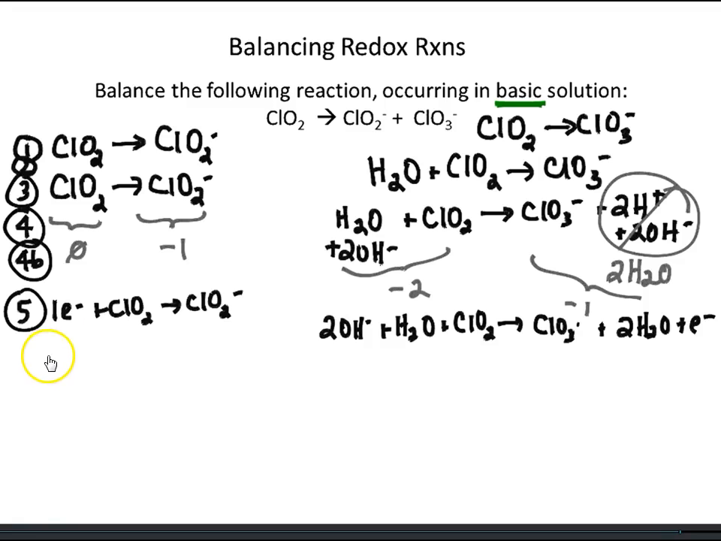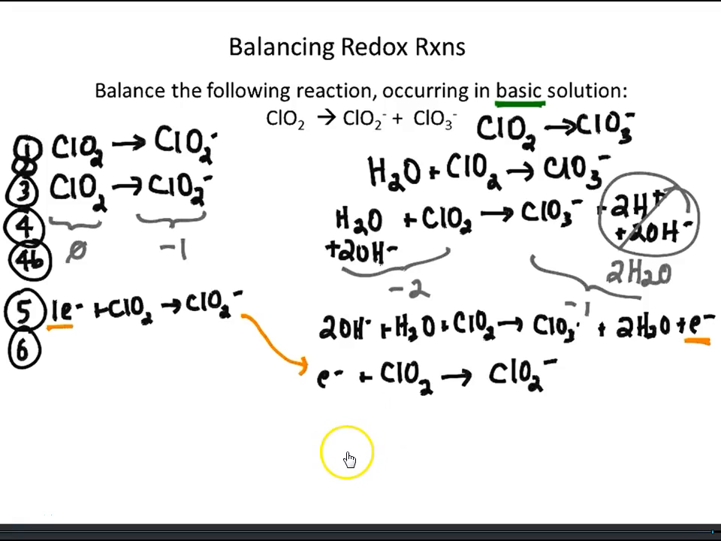Now we don't need to do step 6 because we already have the same number of electrons in both half reactions, and so all we need to do is add them together. So we have 1 electron on the left, 1 electron on the right. So all we need to do is step 7, where I'm going to draw this under here. I'm just rewriting the same reaction, and I'm going to add them together to get the overall reaction.